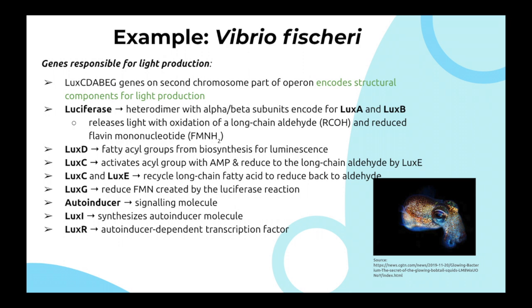The main effect of light production is the enzyme luciferase, which is a heterodimer with alpha and beta subunits that encode for Lux A and Lux B. Luciferase is able to release light with the mixed function oxidation of a long-chain aldehyde and reduced flavin mononucleotide. Lux D uses fatty acyl groups from biosynthesis of fatty acids to use for luminescence.